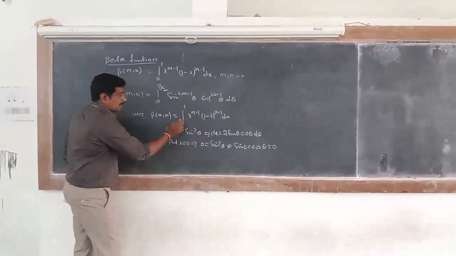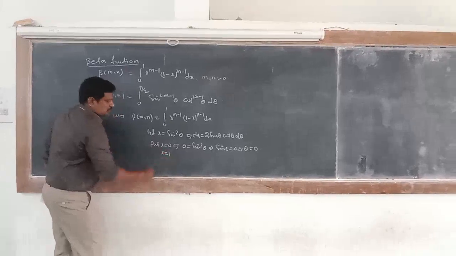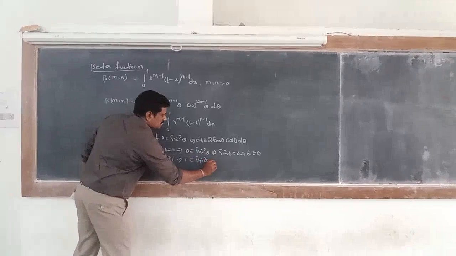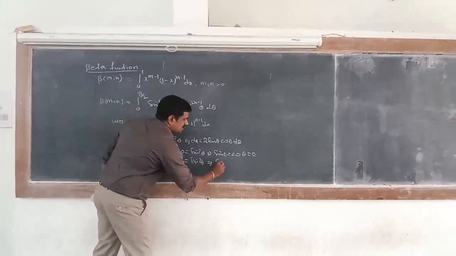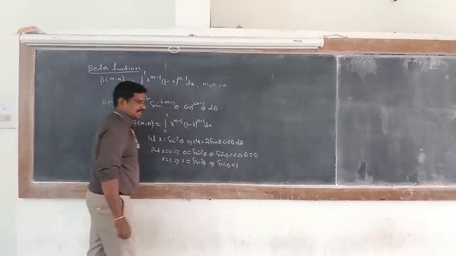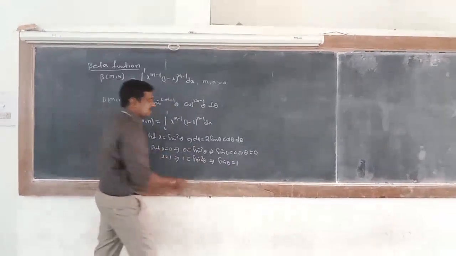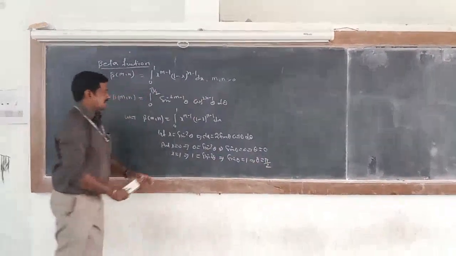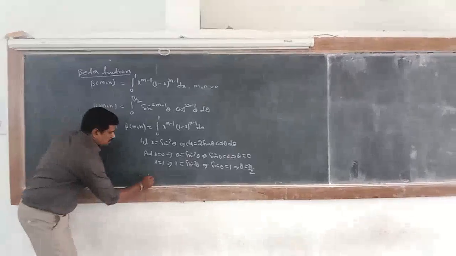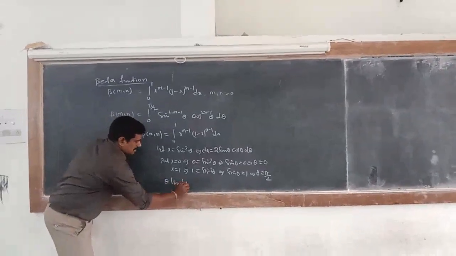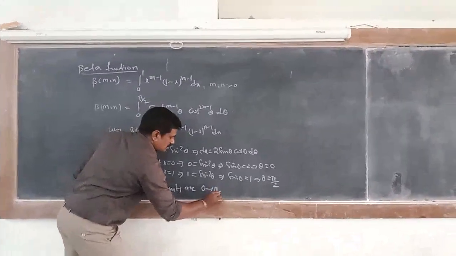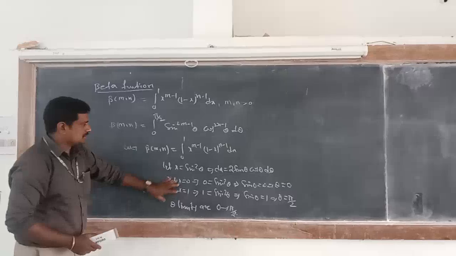Next, what is the upper limit of x here? x is equal to 1. So 1 is equal to sin square theta, that means sin theta is equal to 1. When the sin function equals 1, theta is equal to pi by 2. Therefore the theta limits are 0 to pi by 2.